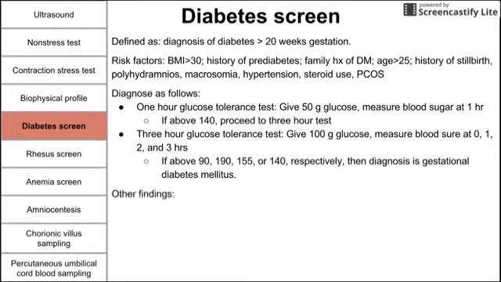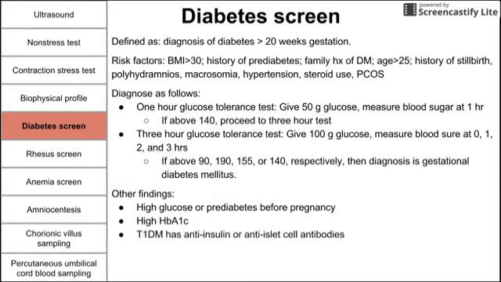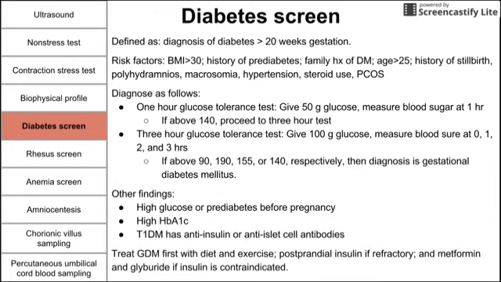Some other findings for diabetes in pregnancy, which can pose a threat to the baby, include high glucose or prediabetes before pregnancy, high hemoglobin A1C, and type 1 diabetes with anti-insulin or anti-islet cell antibodies. You first want to treat gestational diabetes with diet and exercise, and if that doesn't work, you can try postprandial insulin, and metformin and glyburide if insulin is contraindicated in that patient.